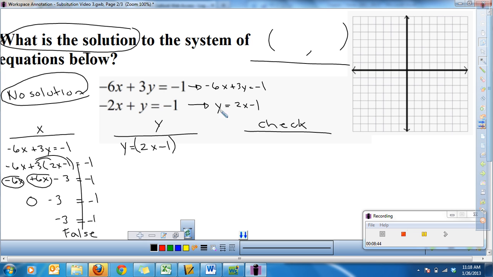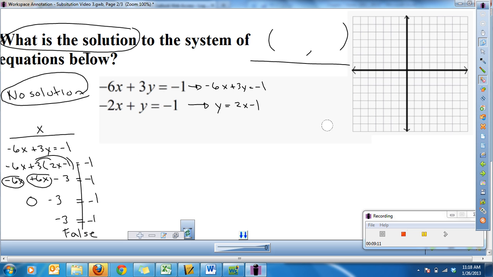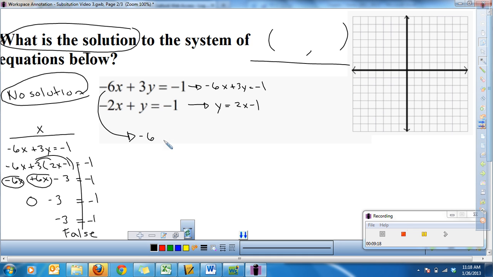So first of all, if it's no solution, when we graph our two equations, they should be parallel lines. They should never touch each other or never intersect. The easiest way to tell that is to take this first equation and to rearrange it into y equals mx plus b and make sure that it shares the same slope with the second equation. So I'm going to go ahead right now and rearrange this second equation so that it's y equals. So I have -6x plus 3y equals -1.